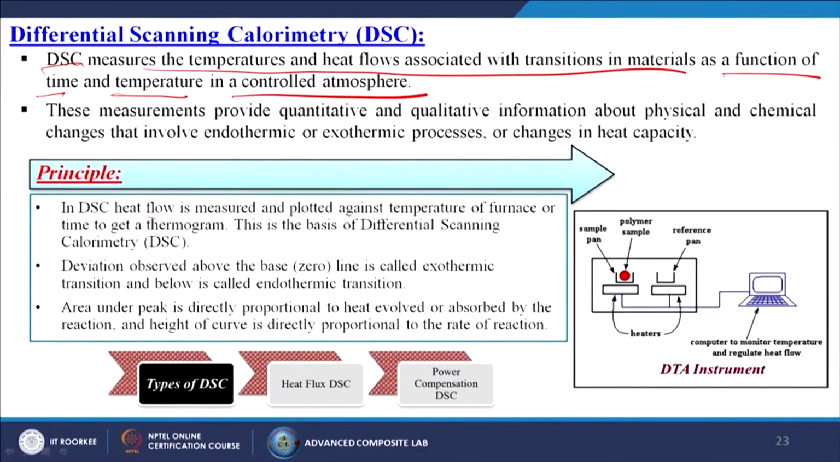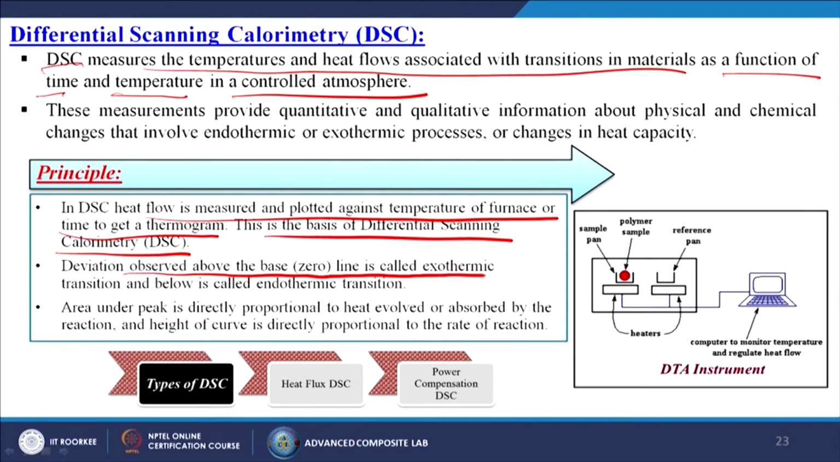So, what is the principle? In DSC, heat flow is measured and plotted against temperature of furnace or time to get a thermogram. This is the basis of differential scanning calorimetry. Deviation observed above the base line is called exothermic transitions and below is called endothermic transitions. Area under peak is directly proportional to heat evolved or absorbed by the reaction, and height of curve is directly proportional to the rate of reactions.